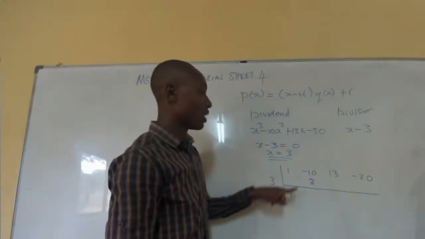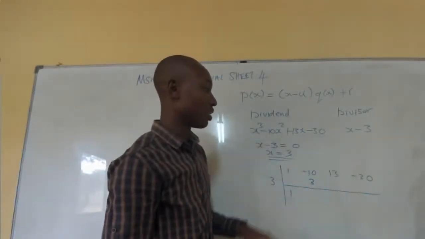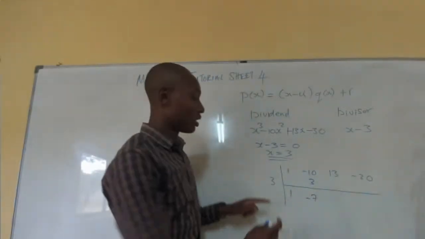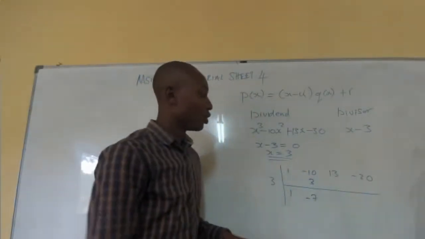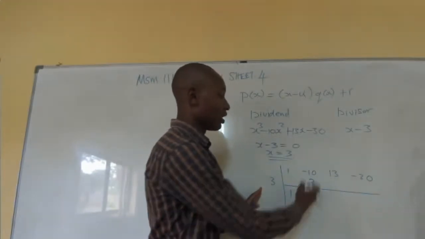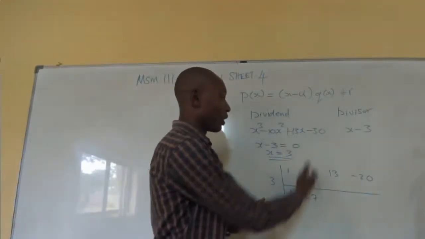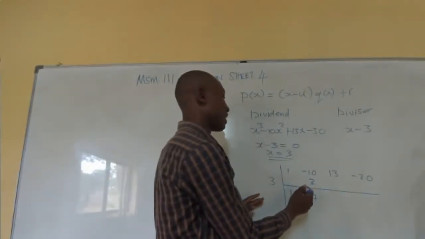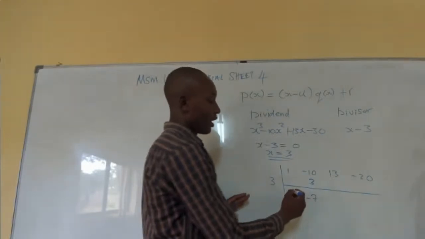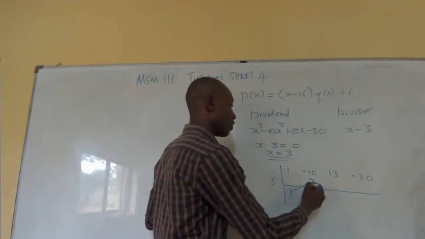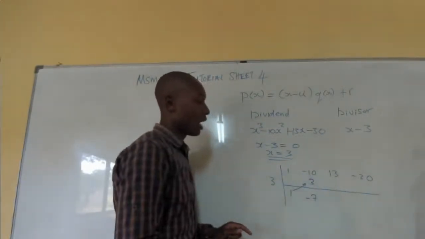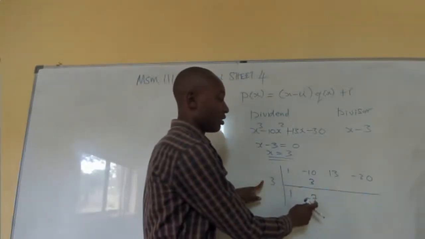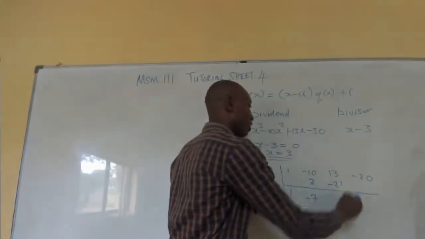The multiplication part: we're multiplying 3 times the 1 here, which is 3. Then the addition: negative 10 plus 3 gives negative 7. Then again we're going to do 3 times negative 7. Now we do not write the product in the same column as the number we are multiplying. We write it diagonally, so an arrow there. So 3 times negative 7 is negative 21.